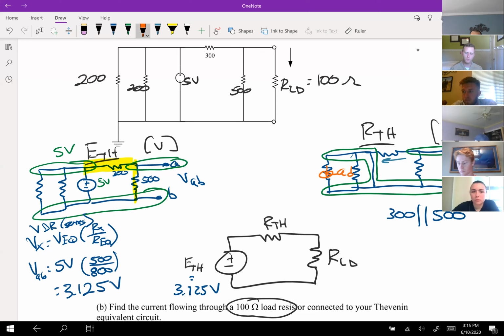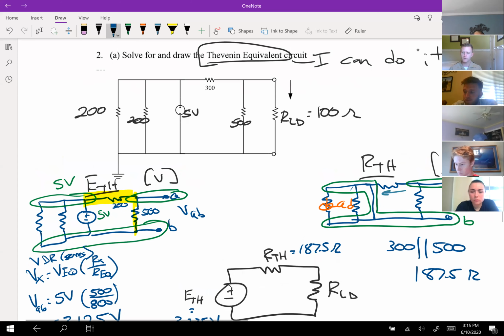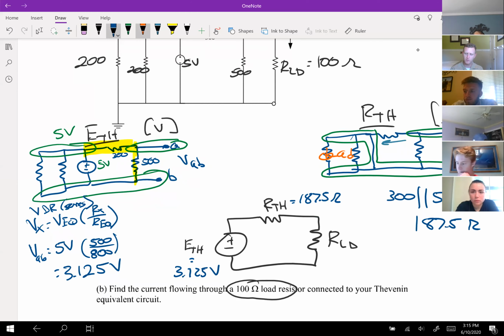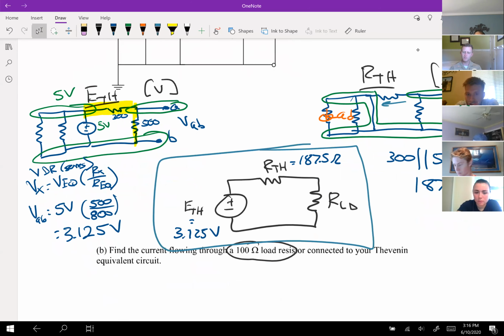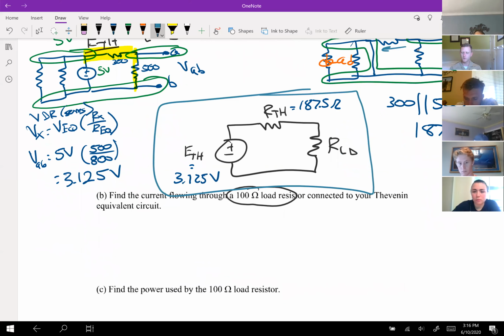So 300 paralleled with 500 gives me 187.5 ohms. Right here, 187.5 ohms. And so it says solve for and draw the Thevenin equivalent circuit. So that is what we did right now. Here's our solution. This is what you would box if you were boxing your answer. I've solved for and drawn my Thevenin equivalent by solving for E Thevenin and solving for R Thevenin. Now we're going to find the current flowing through a 100 load resistor connected to the Thevenin equivalent.